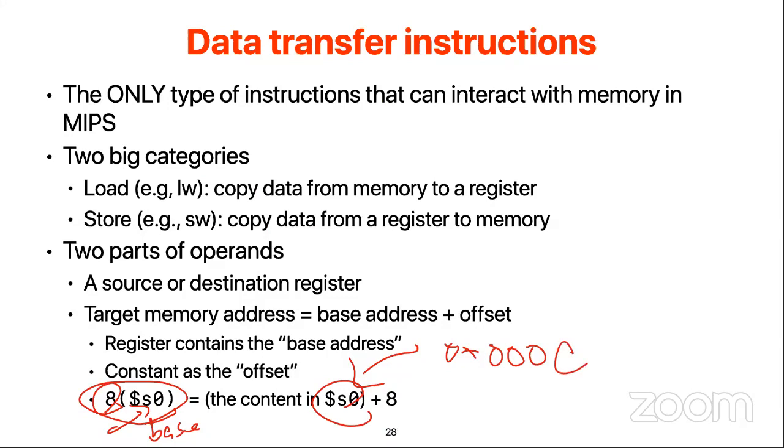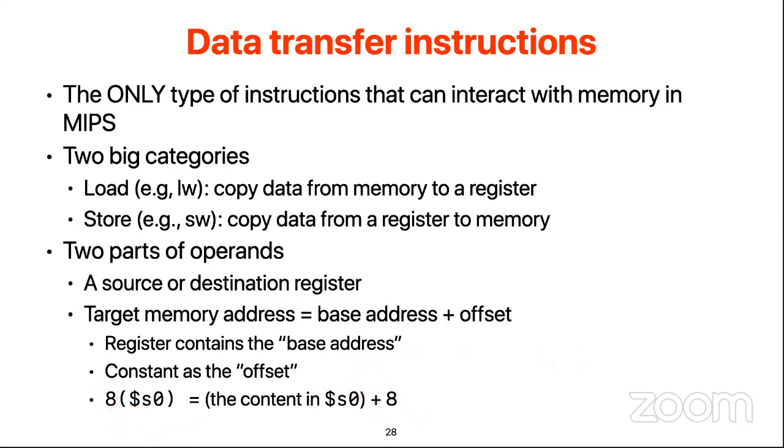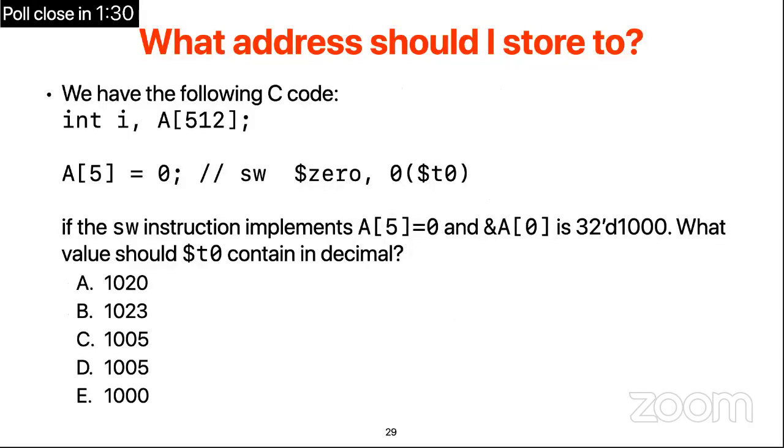If you are familiar with hex, you know that C represents 12, right? So if I want to access an address of 00C plus 8, it will be equivalent to decimal 20, or in hexadecimal 14. So that's how you get your memory address in data transfer instructions. Data transfer instructions are very, very important.